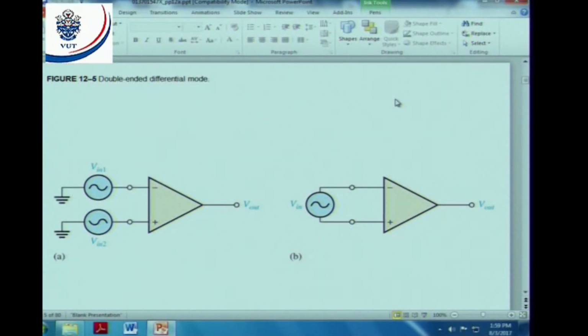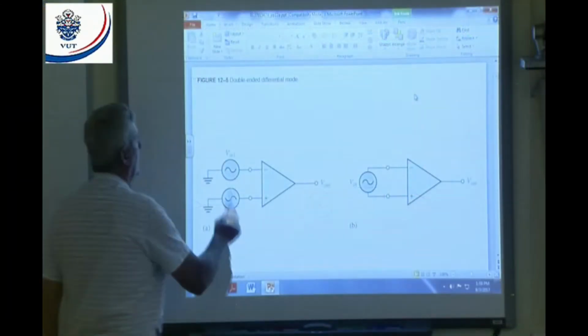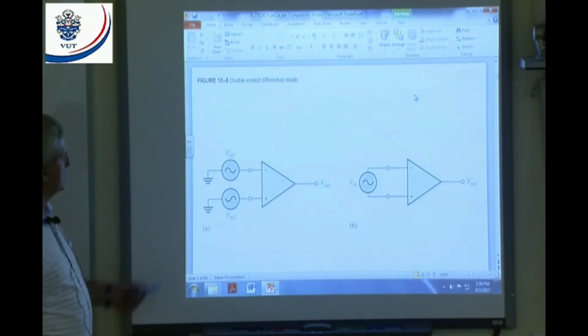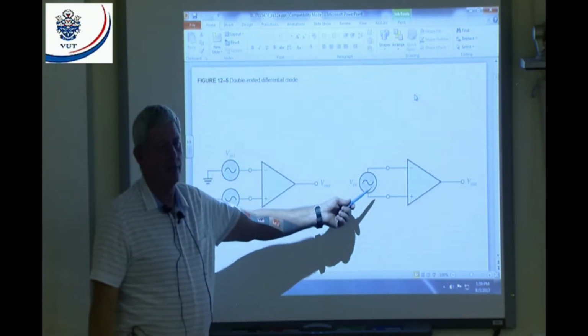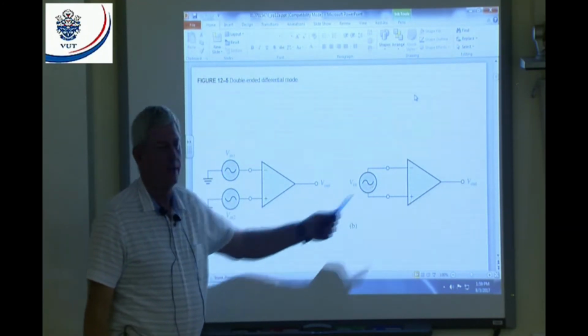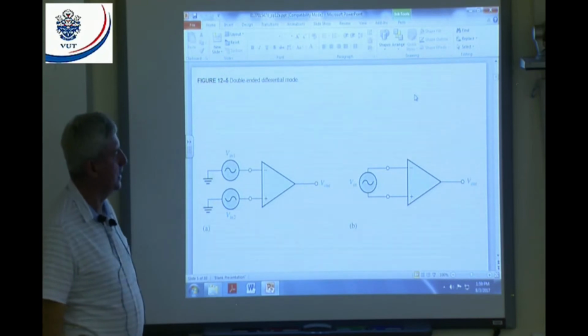All right, then we're going to look at double-ended differential mode. Double-ended differential mode. You can see these two signals are going to be 180 degrees out of phase. All right. I can do it that way, or I can do it that way. It will give me exactly the same. But you can see those signals are 180 degrees out of phase.